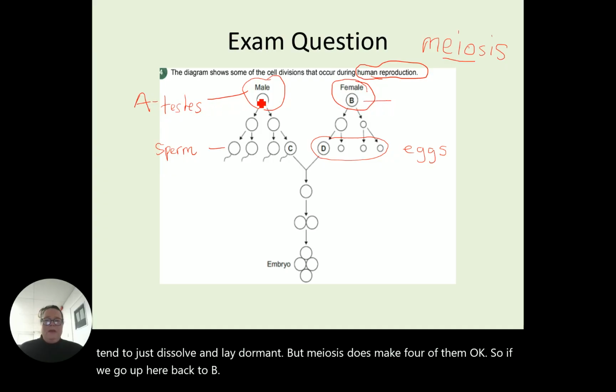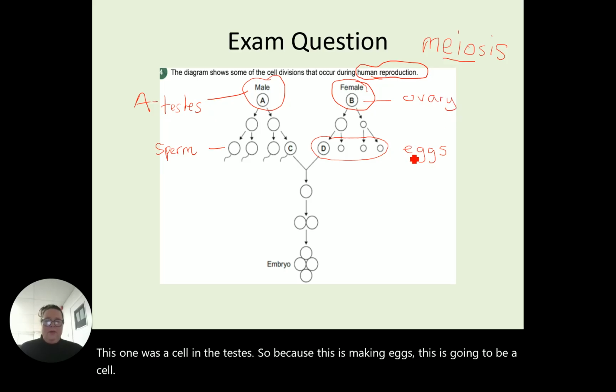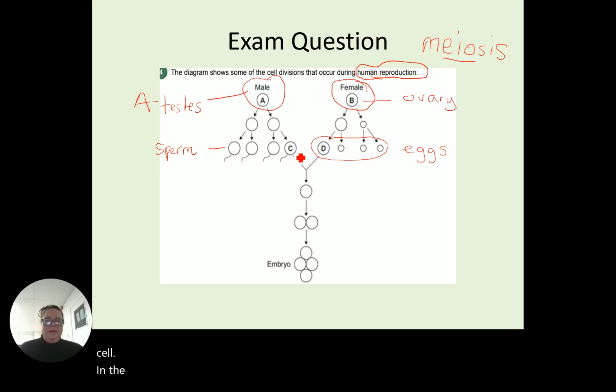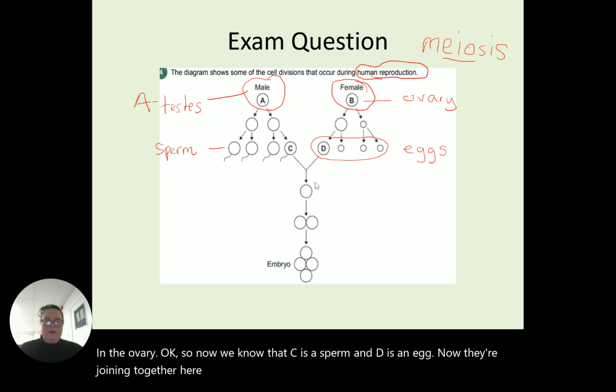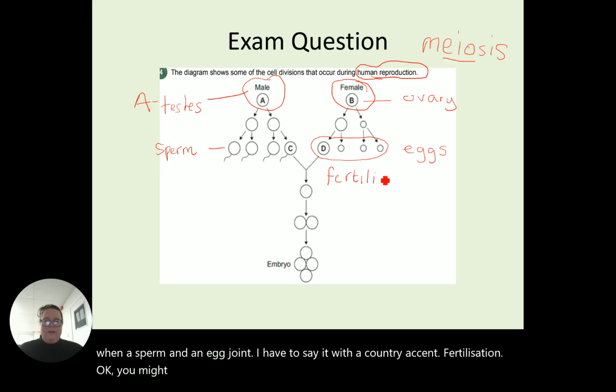So if we go back up to B, this one was a cell in the testes. Because this is making eggs, this is going to be a cell in the ovary. So now we know that C is a sperm and D is an egg. Now they're joining together here, and I'm not sure if you can remember the name of that process when a sperm and an egg join. I have to say it with a country accent: fertilization. You might think I'm mad, but at least you remember.